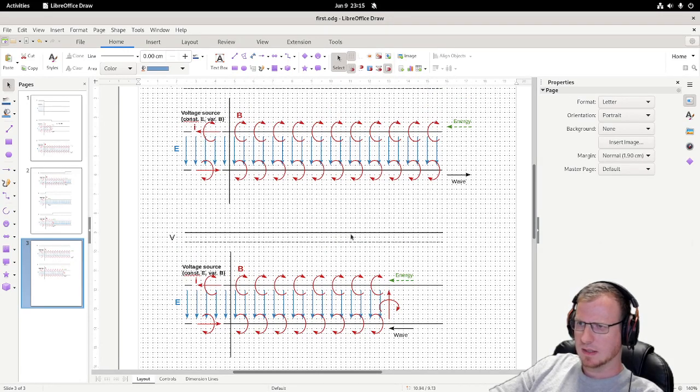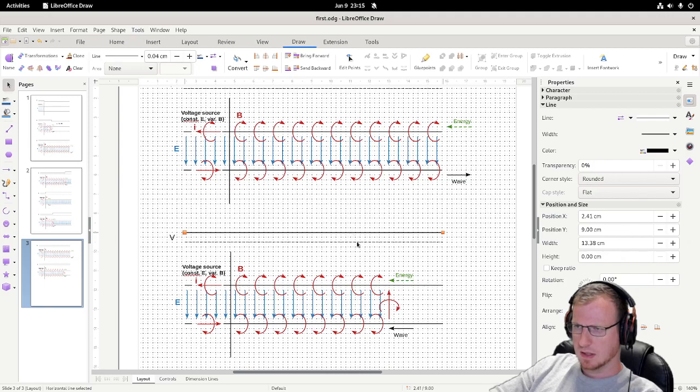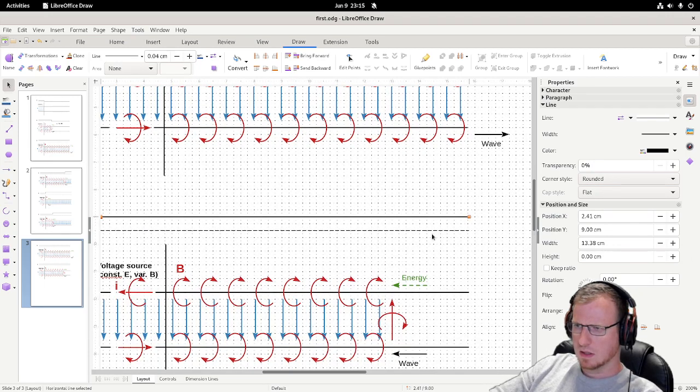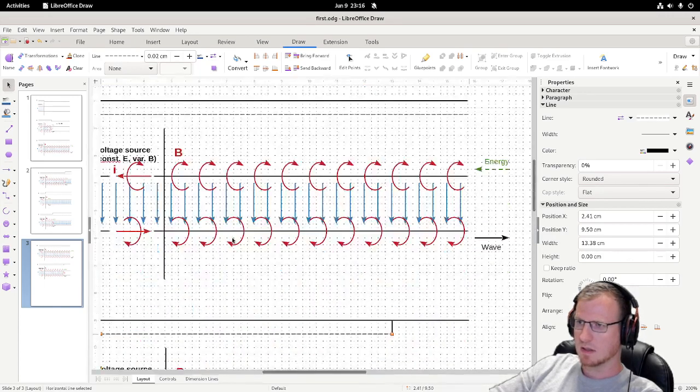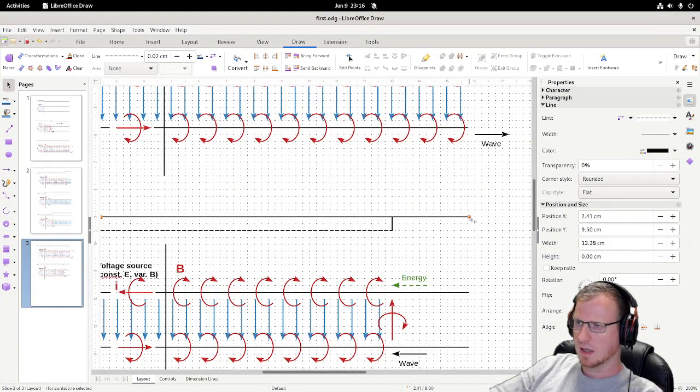I need some vertical line here. This is the zero line. The zero line and the zero line is here. Yep. And then another one here. Yep.